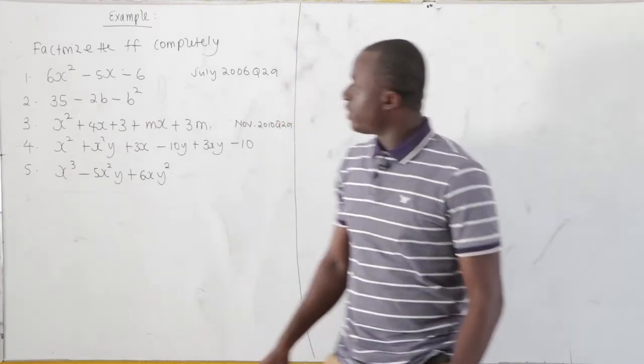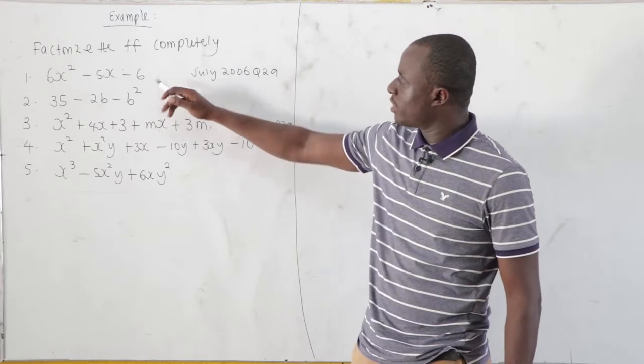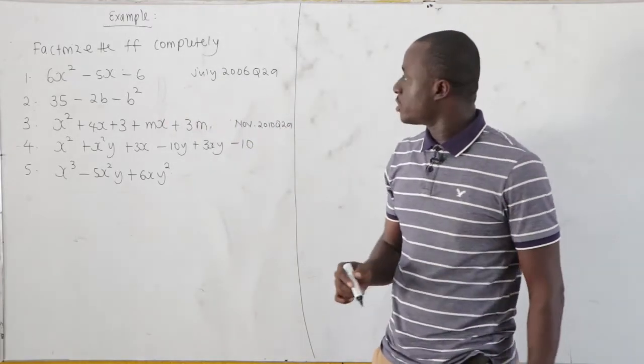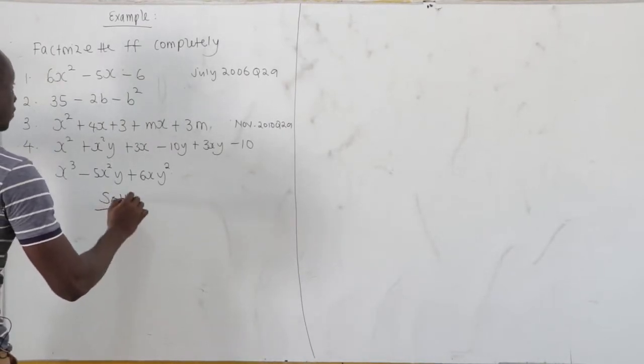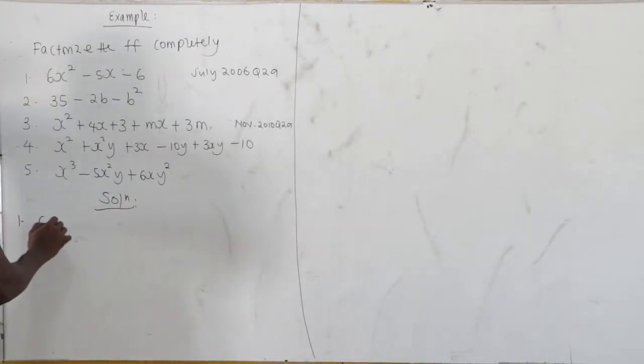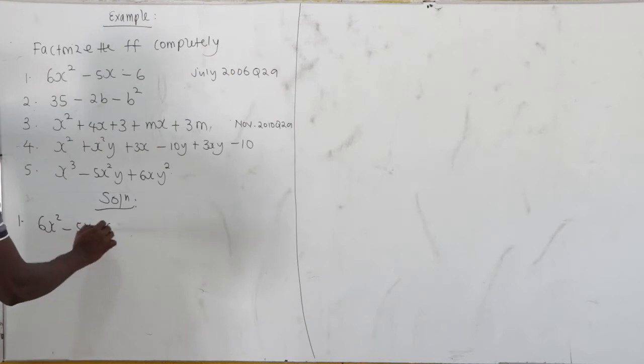Now let's consider the following example. Factorize the following completely. The first one is July 2006, question number 2a. We should factorize 6x squared minus 5x minus 6.